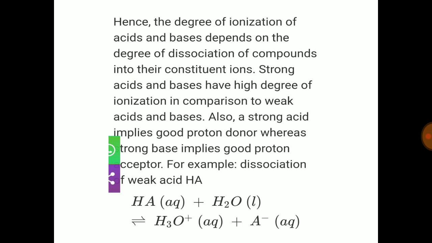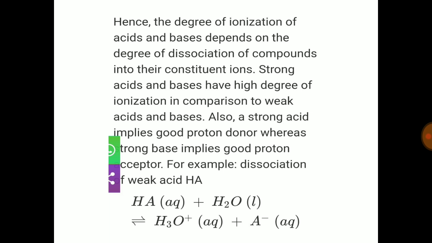Hence, the degree of ionization of acids and bases depends on the degree of dissociation of a compound into its constituent ions, that is, into the positive and negative ions. The degree of ionization of a compound, that is into acids and bases, depends upon the degree of dissociation.